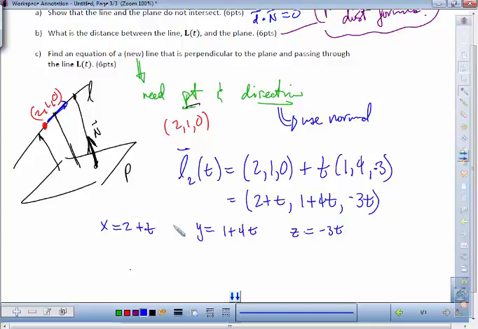And then if we want to write it in symmetric form, we just solve for t for each of these. If we solve for t, we're going to get x minus 2. If we solve for t here, we're going to get y minus 1 divided by 4. And if I solve for t here, I'm going to get z divided by -3. Okay? All right, is that good?